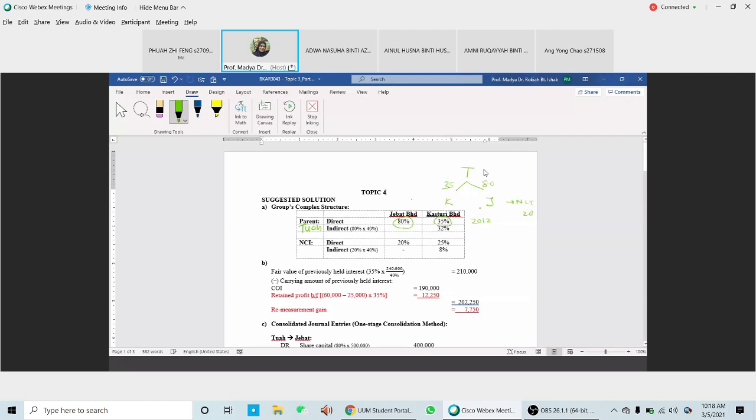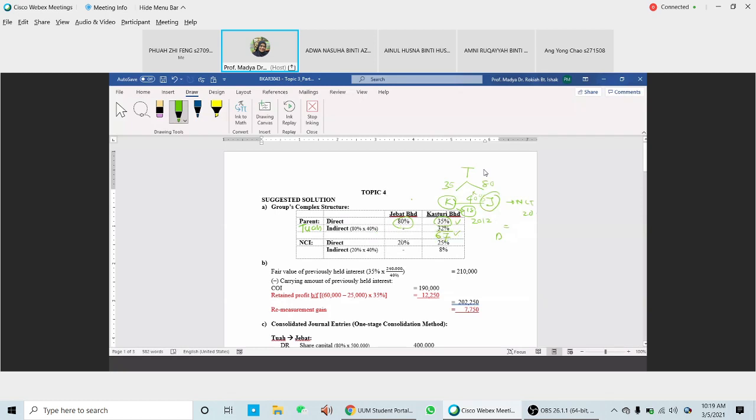Okay, and then it said that on 1st of January 2018, Jebat acquired another 40% in Kasturi. So indirectly, Tuah has control over Kasturi on 1st of January 2018, because Tuah has direct 35% and then plus another indirect here from 80% times 40% through Jebat. So you have another 32. So altogether you're going to have 67.